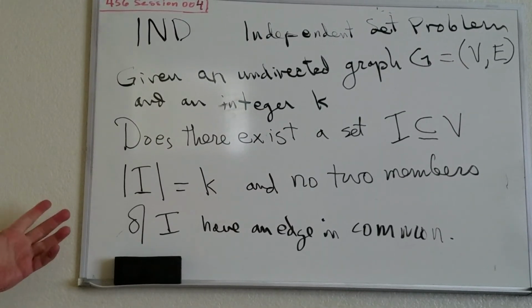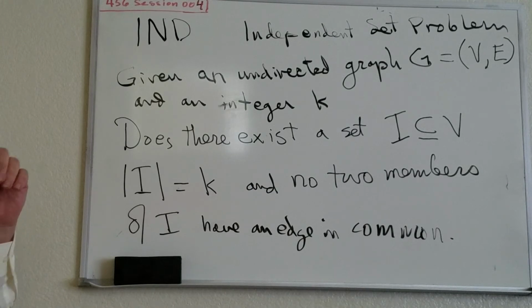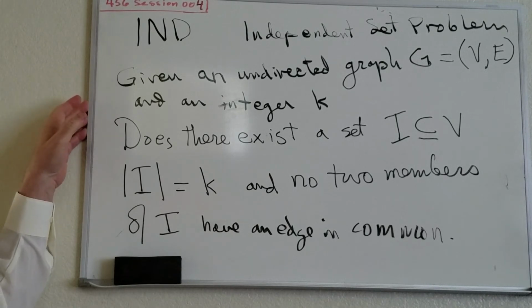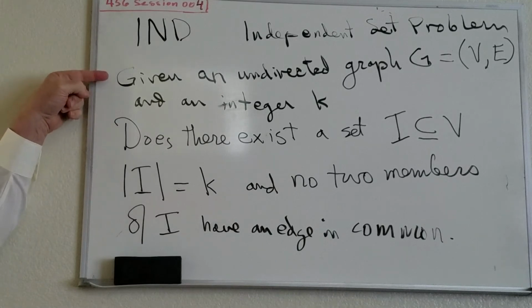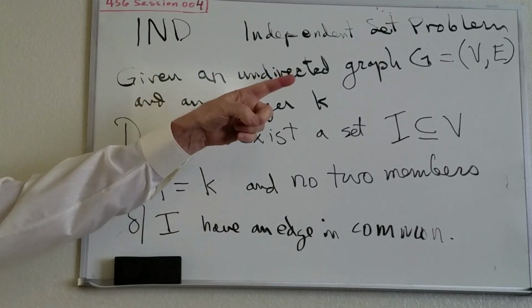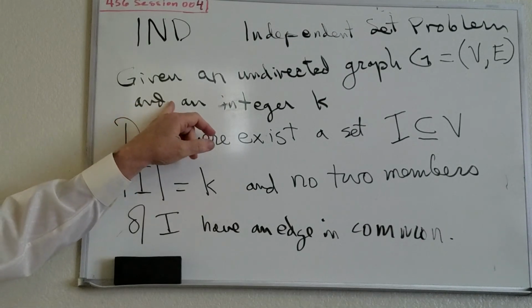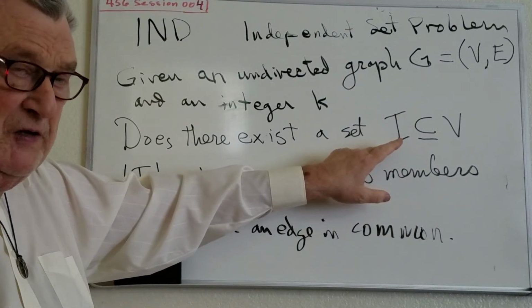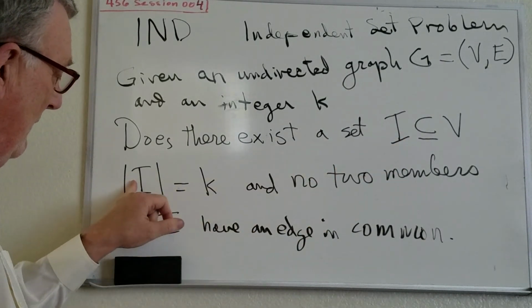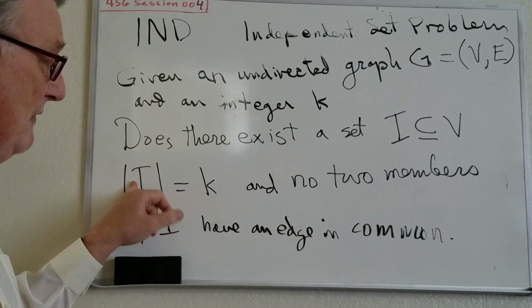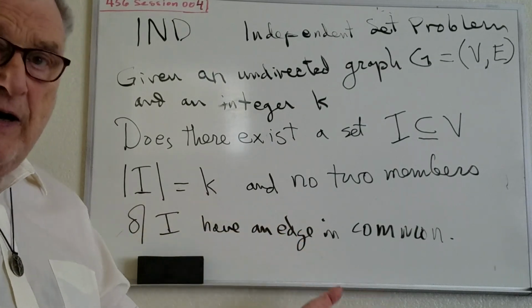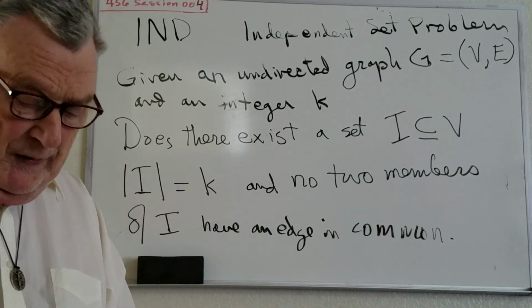All right, the independent set problem is one that I'll expect you to know, and that's as follows. Does there exist an independent set of size k in a given graph G? All right, so we're given an undirected graph G, vertices V and edges E, and we're given an integer k, and we ask, does there exist a set I of vertices? Now that's the independent set, such that I has size k, there are k vertices, and no two members of this set I have an edge in common. This problem is NP complete.